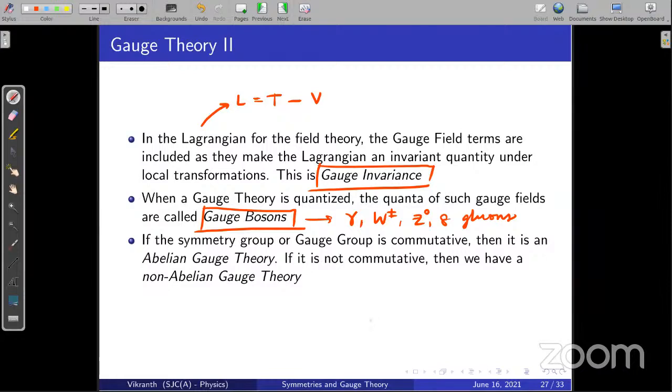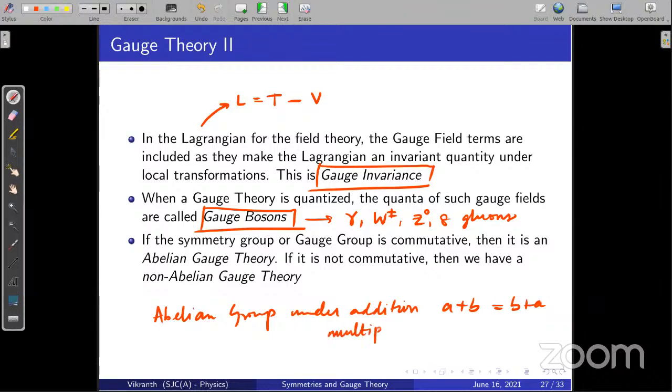Now you can keep studying the properties of these so-called gauge groups, the symmetry groups that you have. And if the transformation is commutative, then you call it an abelian gauge theory. So let me just remind you what abelian is. An abelian group under addition, I'll just give you a simple example, is if A plus B is equal to B plus A, or in multiplication, that'll be A dot B, or A multiplied with B, is the same as B dot A.